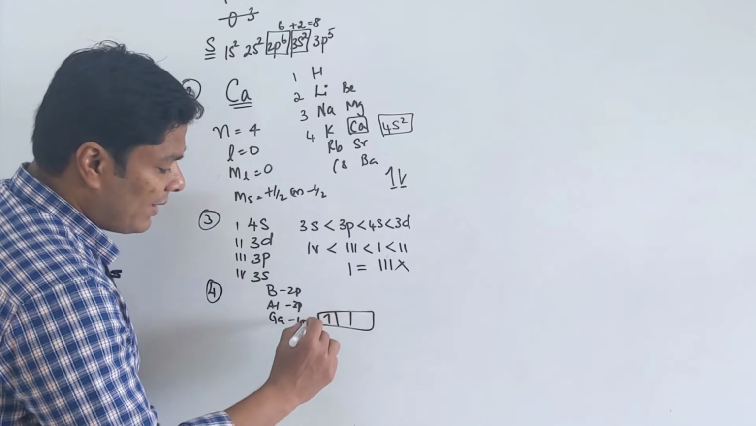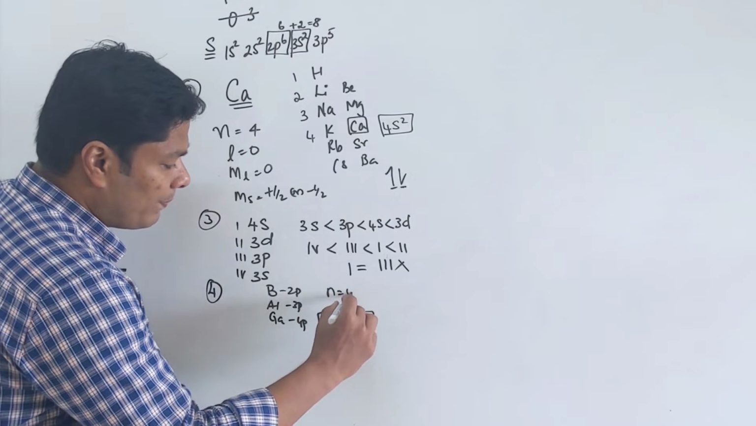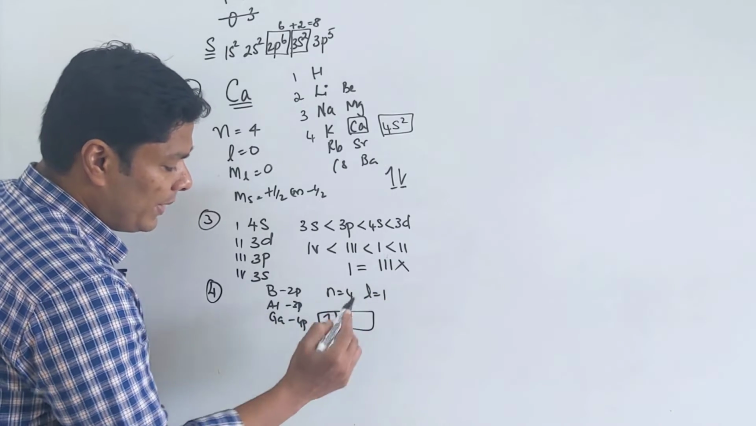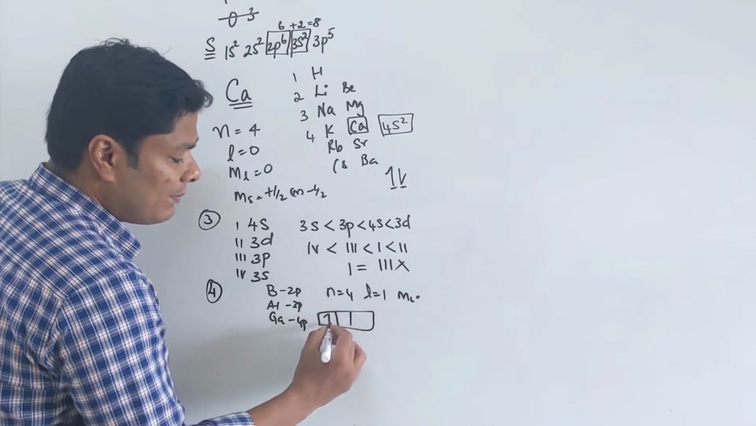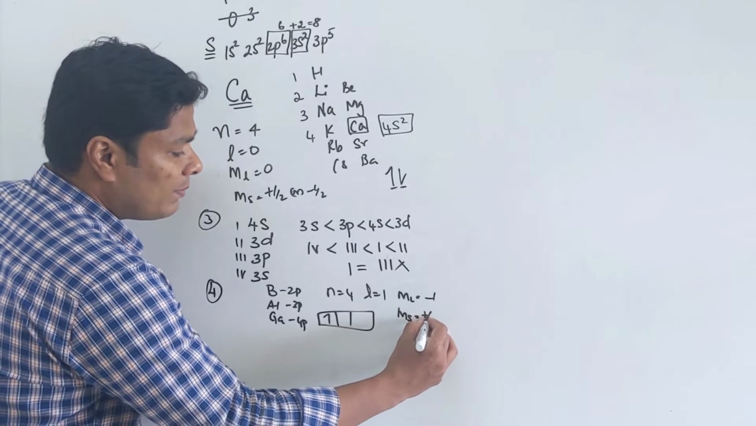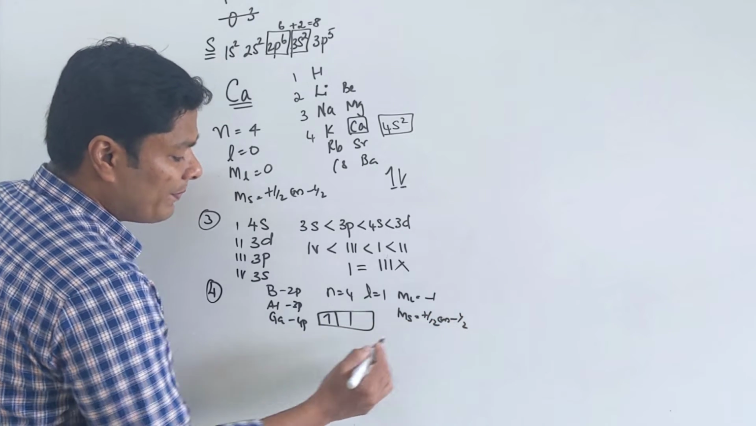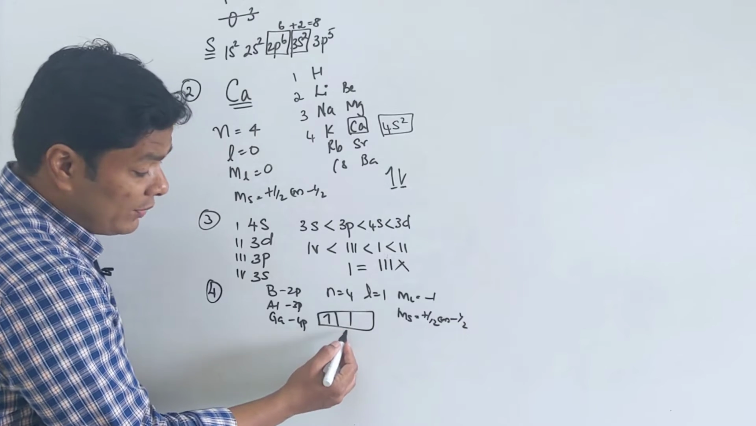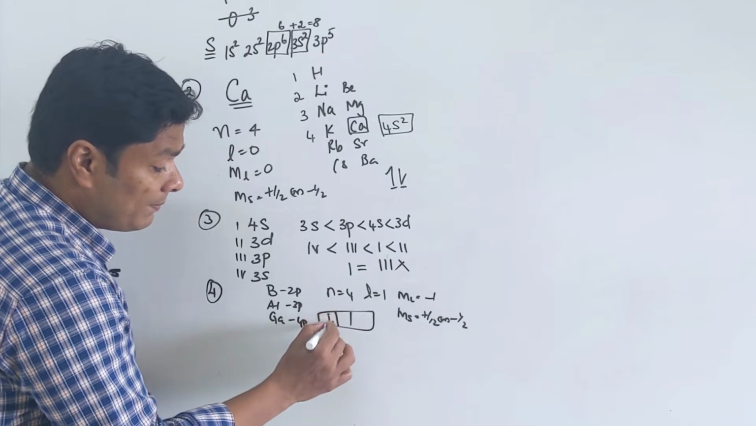That's what we have. So I have n equals 4, l equals 1, 4p. What is ml? ml equals minus 1. Correct? ml is minus 1. What is ms? Plus half or minus half? I don't know which one. Okay, even this is gallium.